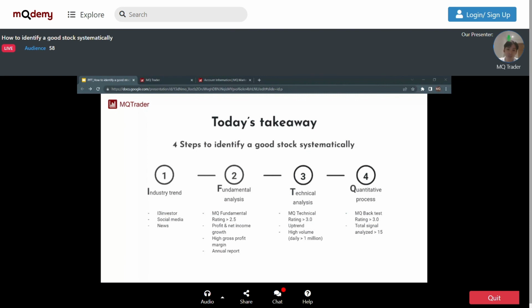So here's a brief takeaway. You can take a picture of it or write it down in your notes, as this is basically a summary of the things that we have learned tonight, so that in future you can keep using and repeating the 4 steps that we have learned tonight to identify whether a stock is good or bad by yourself.